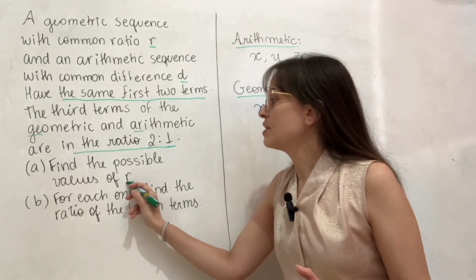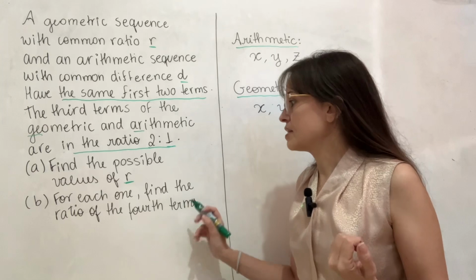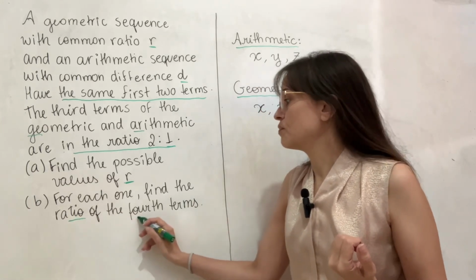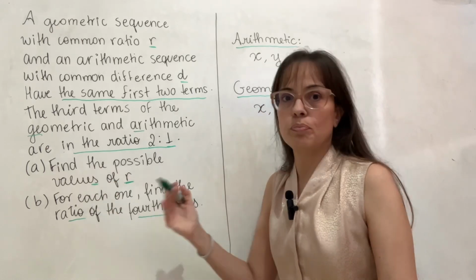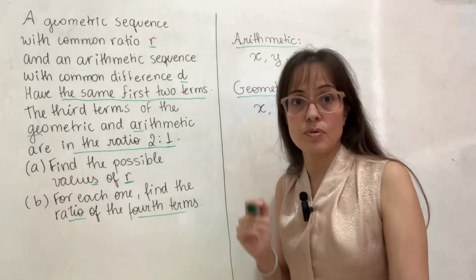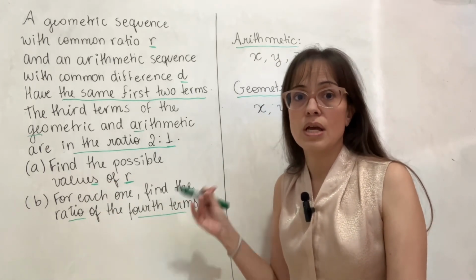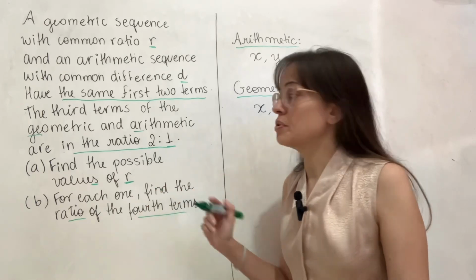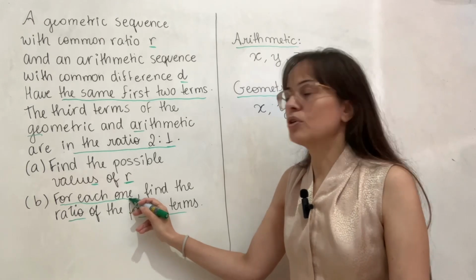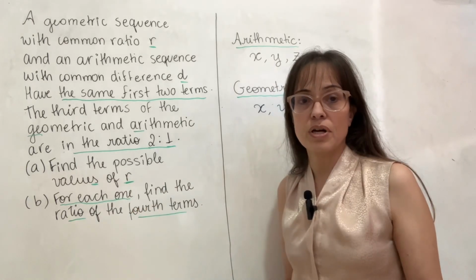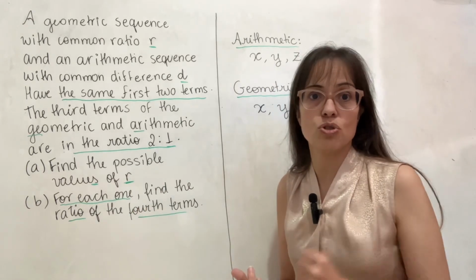He wants us to find the value of R, and then he says to find the ratio of the fourth terms. Now, part A is using values in plural to suggest that there is more than one possible answer, and part B carries on with that hint when it says for each one of the values of R found in part A. So I am expecting to find at least two.